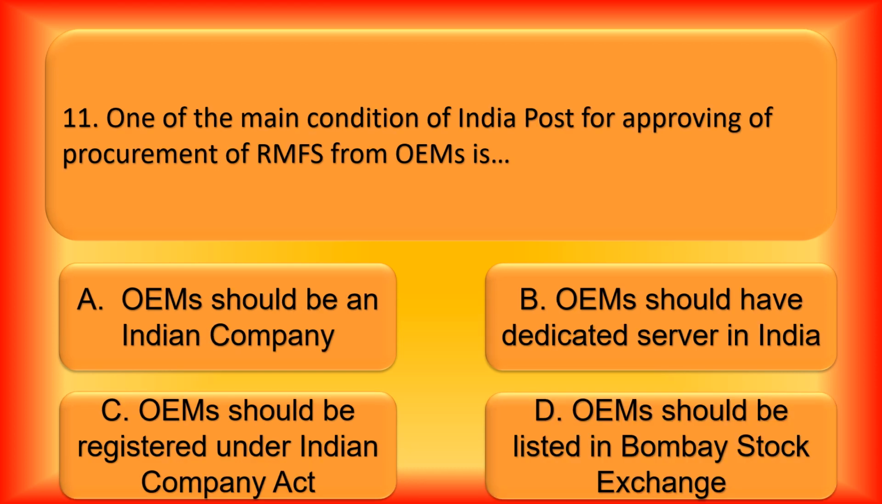Question number 11. One of the main conditions of India Post for approving procurement of RMFS from OEMs is Option A, OEMs should be an Indian company. Option B, OEMs should have dedicated server in India. Option C, OEMs should be registered under Indian Company Act. Option D, OEMs should be listed in Bombay Stock Exchange. The correct answer is Option B, OEM should have dedicated server in India.